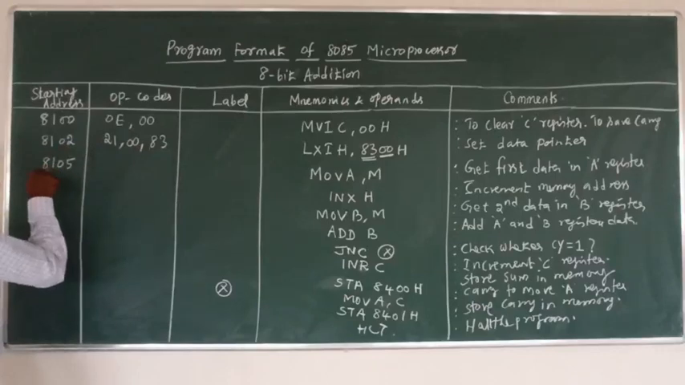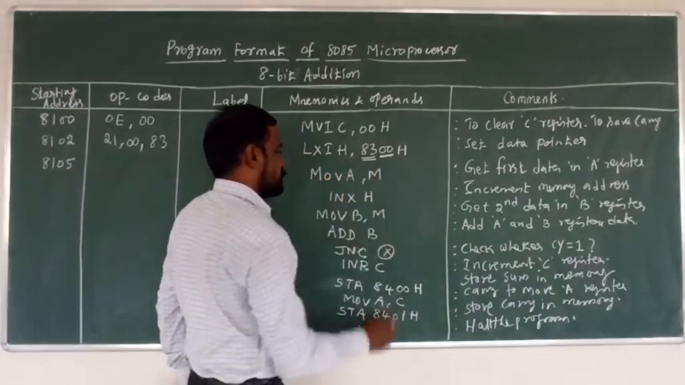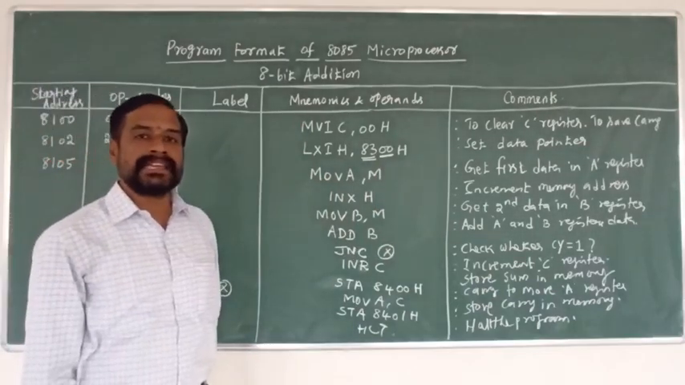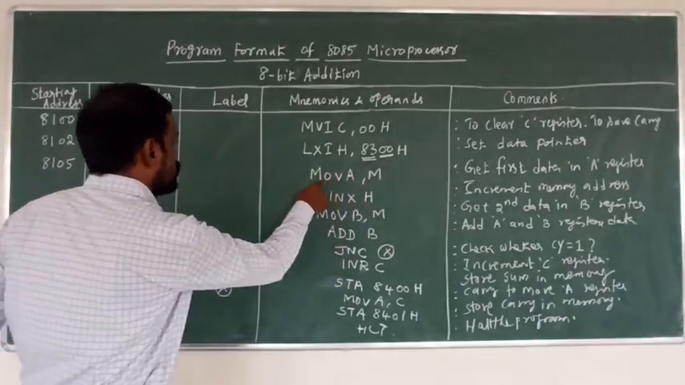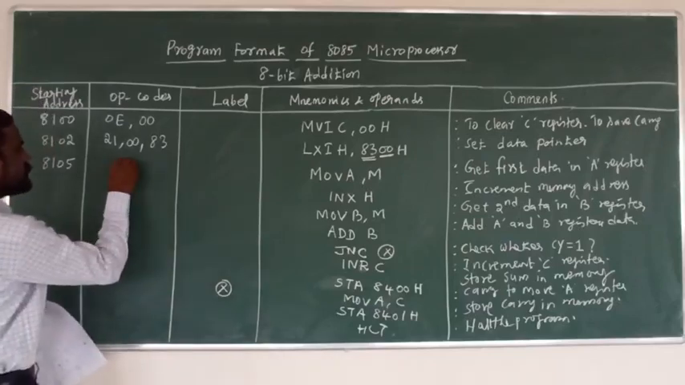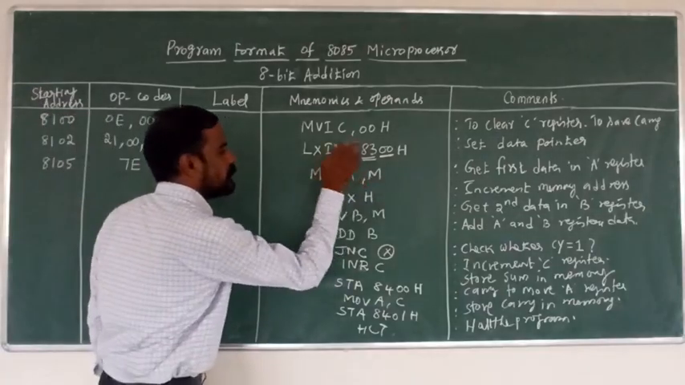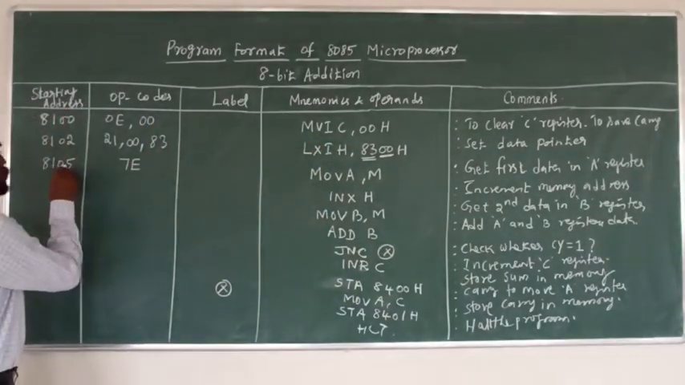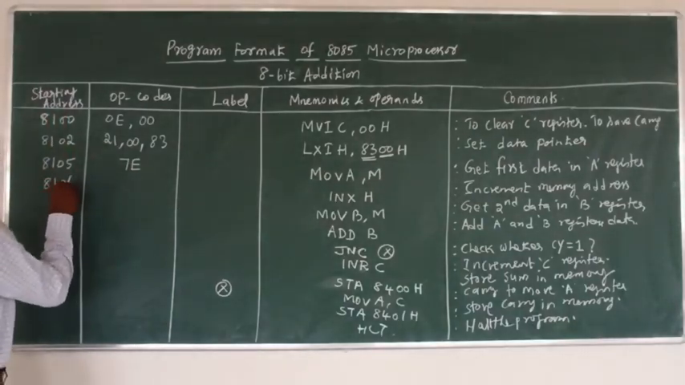Next address 8105, MOV A, M. This is a single byte instruction. Single byte means only the opcode. Now for MOV A, M the corresponding code is 7E. Okay, 7E means the MOV A, M instruction. Now 8105 has 7E. Next address 8106.